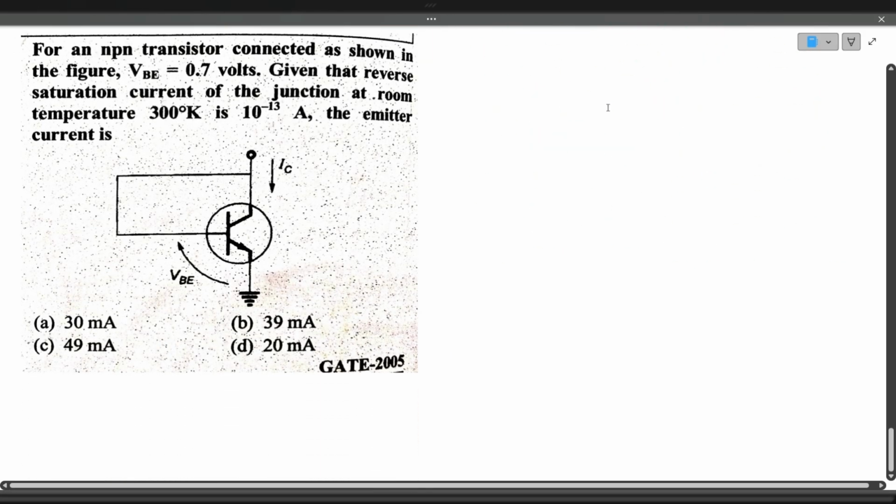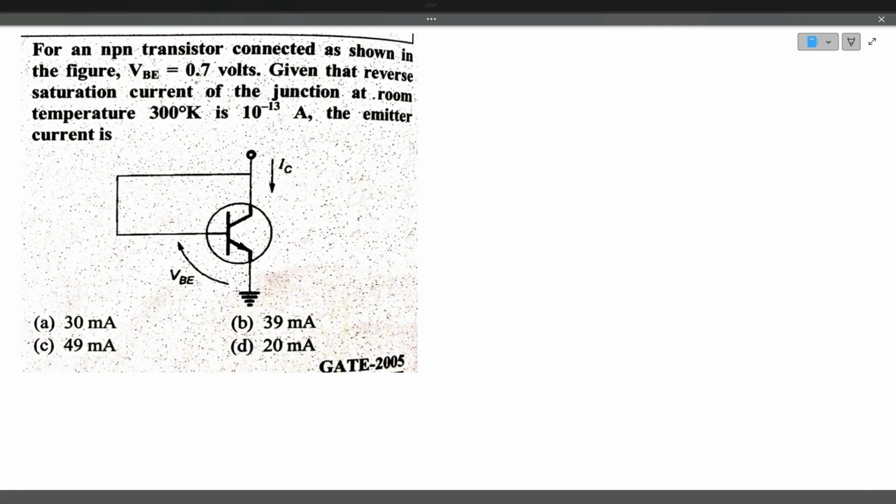We'll see the next question. For the NPN transistor connected in the circuit, VBE, the base emitter voltage, is 0.7 volts. Given that the reverse saturation current of the junction at room temperature is 10 to the power of minus 13. The emitter current is. So it's asking us to find the emitter current. So assume this particular thing is a diode because the collector and base are terminated, short circuit. So this acts like a diode. So the emitter current adopts the diode current equation: I equals IS times e to the power of Vd divided by eta Vt, minus 1.